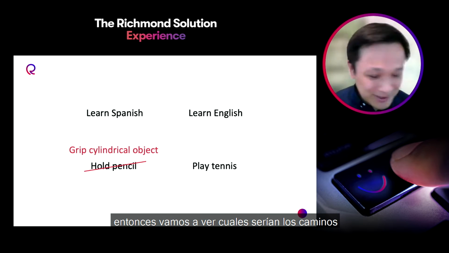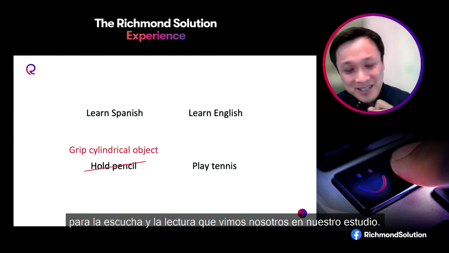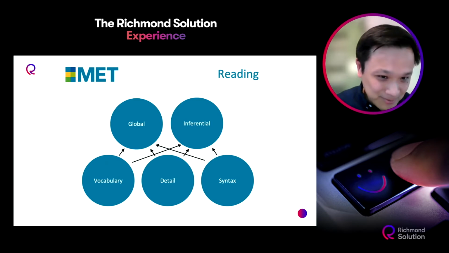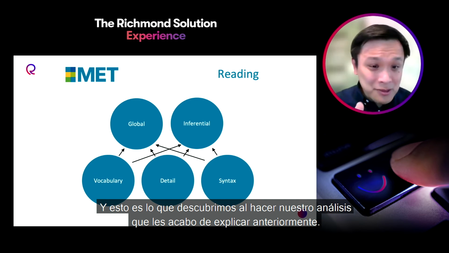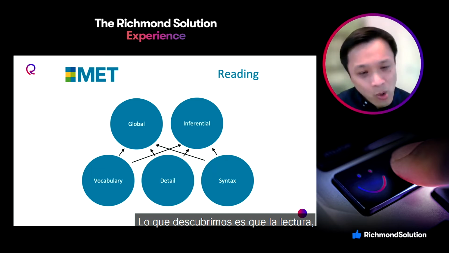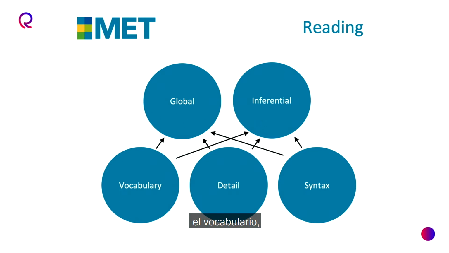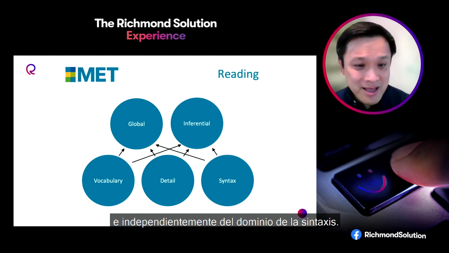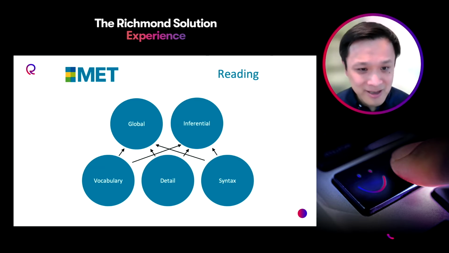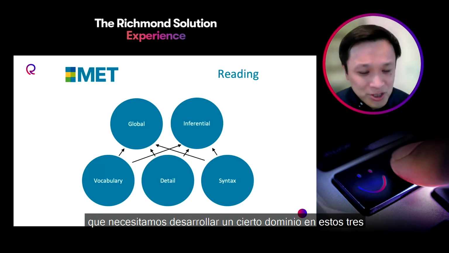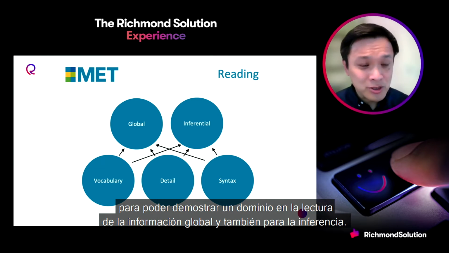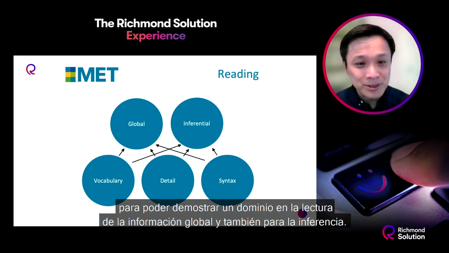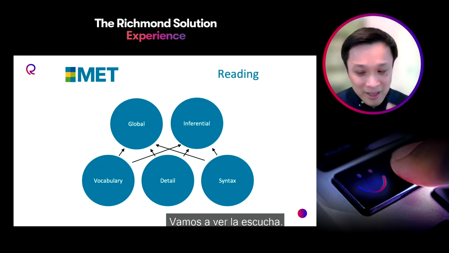So let's actually take a look at what the pathways are for listening and reading that we saw in our study. So here's what we actually found out from doing that analysis that I just walked you through earlier. What we found out was that in reading, vocabulary, detail, and syntax do not actually depend on one another. You can develop mastery in vocabulary independently of developing mastery in detail and independently of developing mastery in syntax. But the data shows that you need to develop mastery in these three in order to be able to demonstrate mastery in reading for global information and in reading for inference. Now let's take a look at listening.